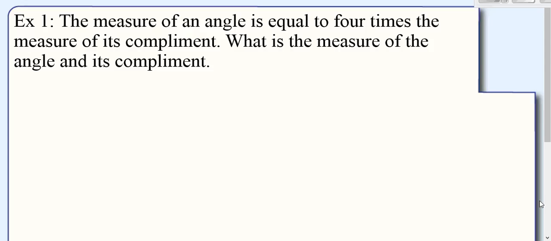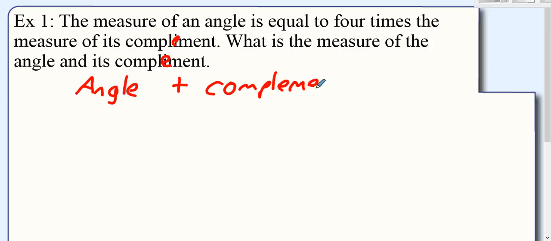So if the measure of an angle is equal to 4 times the measure of its complement, looks like I did this throughout the notes. It's not a big deal, but it should be an E. What is the measure of the angle and its complement? So we know that an angle and its complement are going to add to equal 90 degrees. So we've got the angle plus its complement equals 90 degrees. Always true. Angle plus its complement equals 90 degrees.